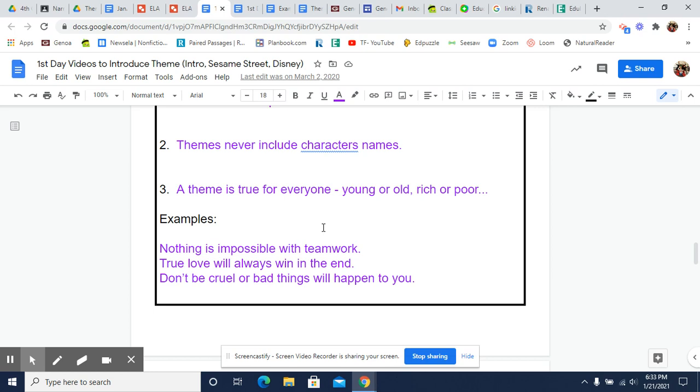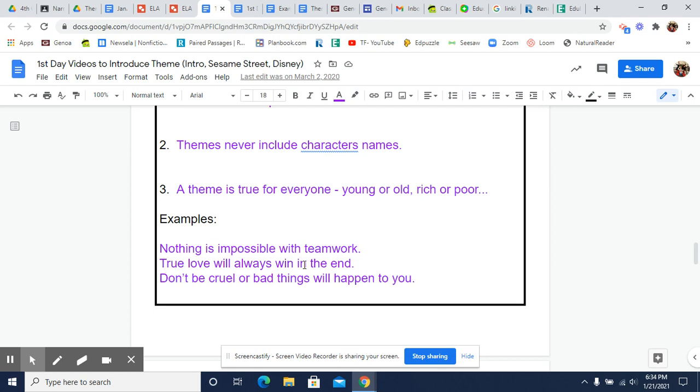You can't even say, if you work together, you can create a dress. Well, that doesn't make sense because there's no desire at all for me to create a dress. So that wouldn't apply to me. And it must apply to everyone. A theme is true for everyone. So that's why you make it general like this and you say nothing is impossible with teamwork. That means if you work together as a team, you can do anything. Okay, so we're not being specific with who is doing it and we're not being specific with what they're making. It's just anything if you work together.